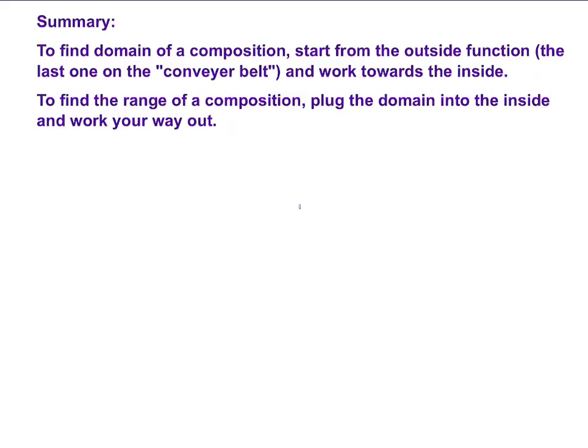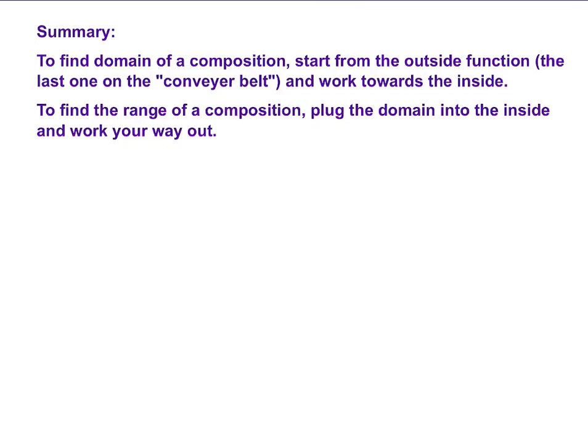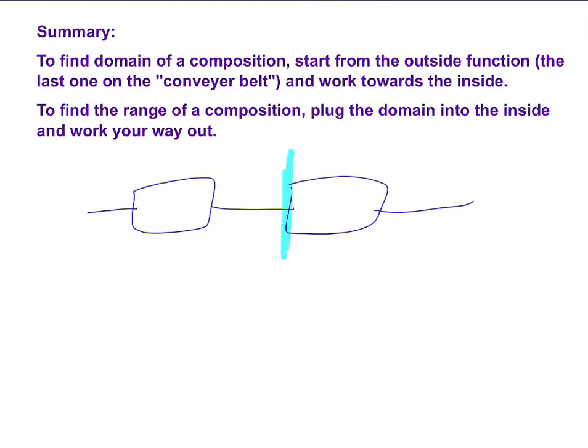Okay. A quick summary of what we've done here, so you can get used to this. And this is tricky. We'll see some more examples, but it'll take a while to get used to it. To find the domain of a composition, we need to start from the outside function, which is the last one on the conveyor belt. And we need to think, all right, what is the gate there? What are the domain restrictions for what can go into that last function? And then work your way backwards to say, all right, well then what is going into the first function? That's how we find the domain.